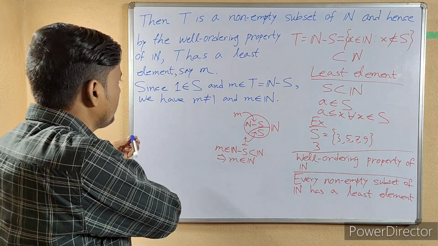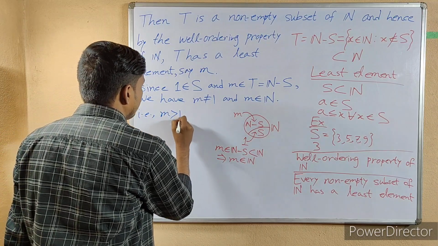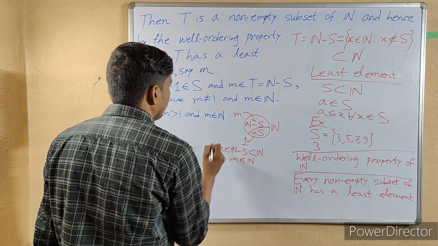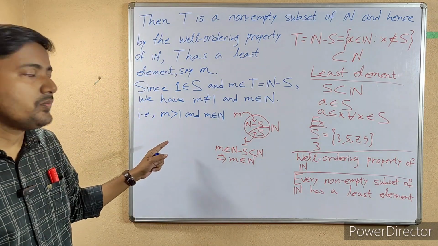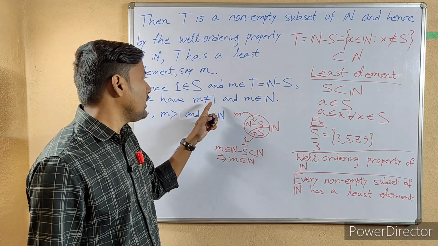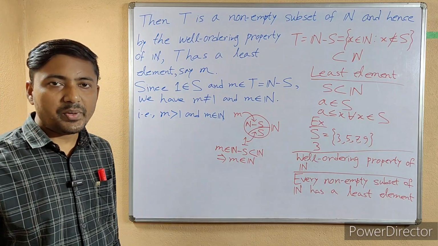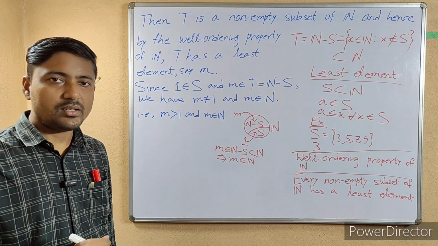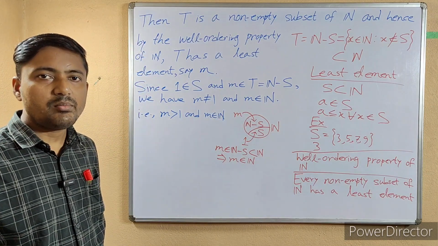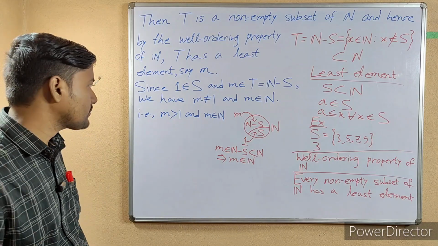That is, m greater than 1 and m belongs to n. Can we say this? We have m not equal to 1 and m belongs to n. We know that every element of n is greater than or equal to 1. Since m belongs to n and m not equal to 1, m must be greater than 1. So we can say m greater than 1. Okay.